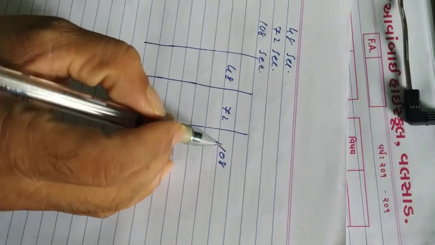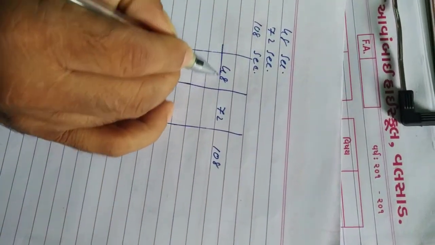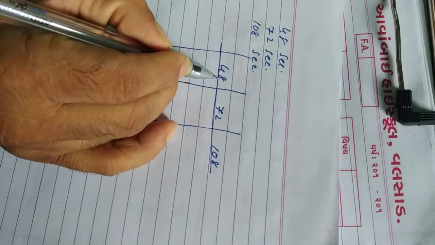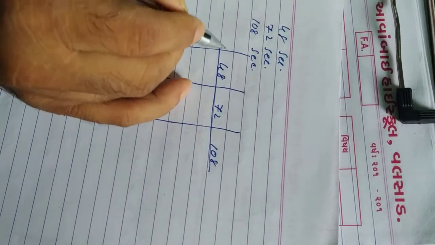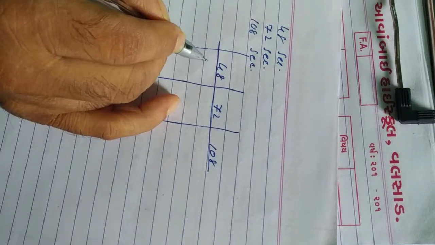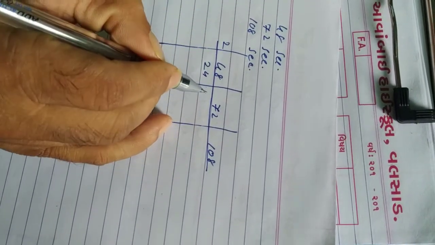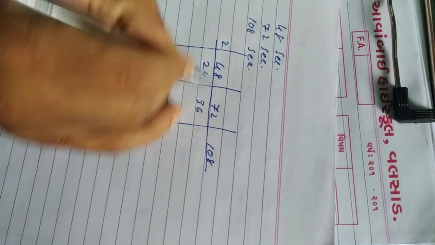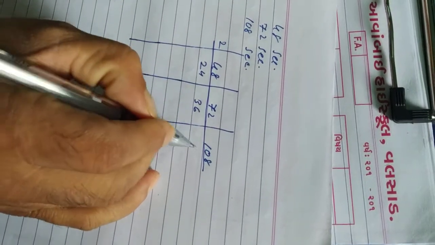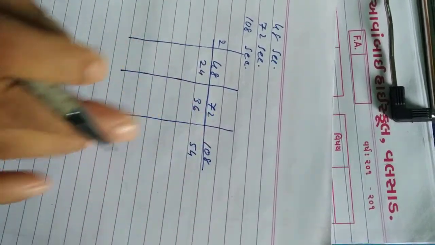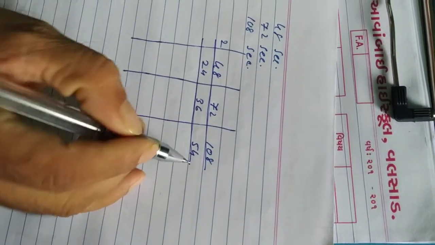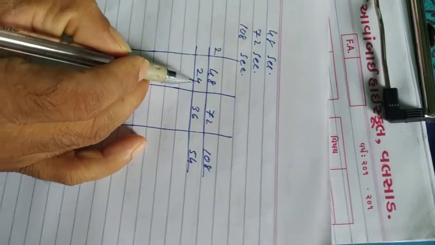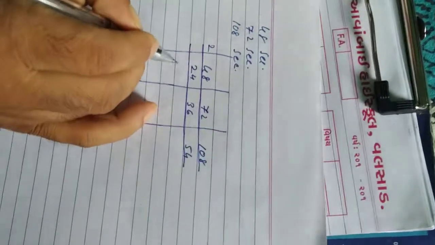Now 48, 72 and 108. See the unit digits 8, 2 and 8, so we can say all the numbers are divisible by 2. So 24, 36 and 54. See again, all the numbers can be divided by 2 because the unit digits are 4, 6 and 4.